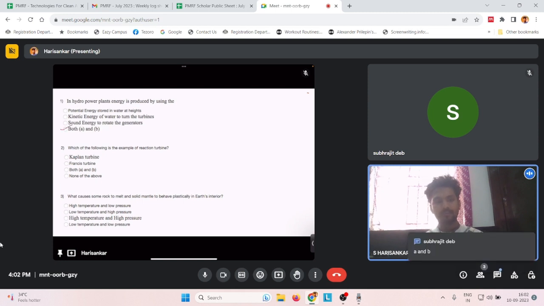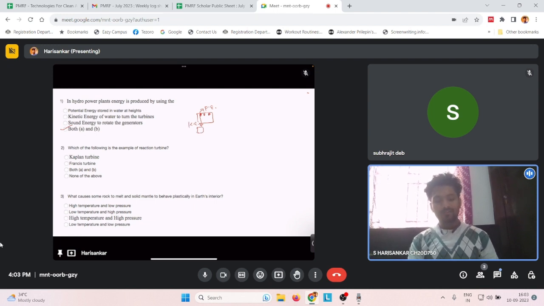So both A and B is the right answer here. Yes, exactly. Because when we are using a dam, the water at the highest point will have some potential energy, and when it starts flowing into the turbine, this also will have kinetic energy. So both potential energy as well as kinetic energy of the water plays a role in producing energy through hydropower plants. So both A and B is the right answer.